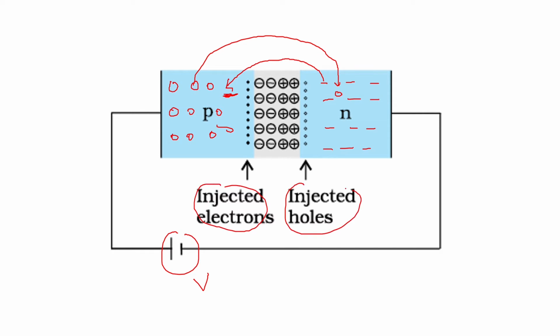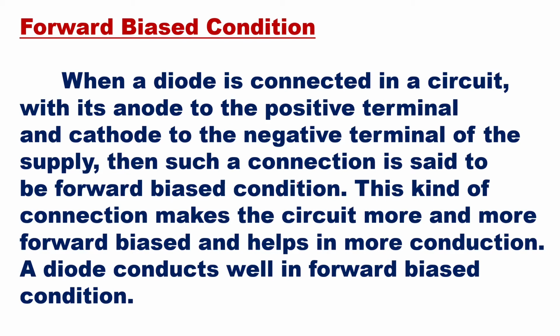Clear? Because the carriers, when they cross over to the other side, are considered minority, and you are injecting them because of the applied forward bias voltage. Then a small theory on what is forward bias condition, as we have told up till now. When a diode is connected in a circuit with its anode to the positive terminal and cathode to the negative terminal of the supply, such a connection is said to be forward bias condition. This kind of connection makes the circuit more and more forward biased and helps in more conduction. A diode conducts well in forward bias condition.